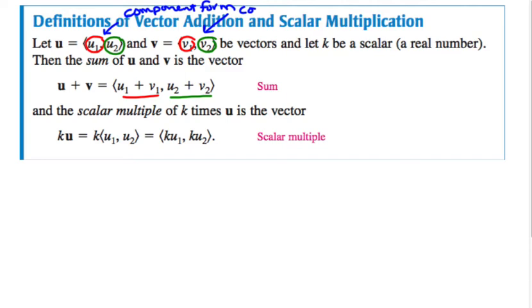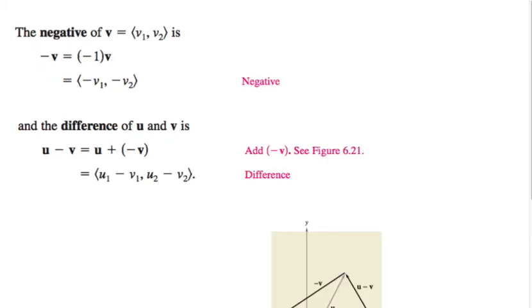The second operation is scalar multiplication. If you have some scalar k here, you can distribute it through to both pieces of your component form. So you'd have k times u sub 1 and k times u sub 2. The next piece is you can negate a vector. Just like a scalar multiplication, you're throwing in the negative 1. So you'd have negative v sub 1 and negative v sub 2.